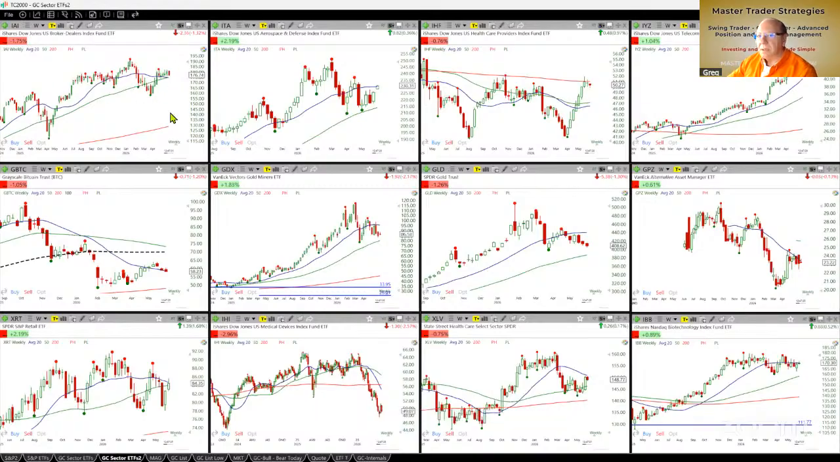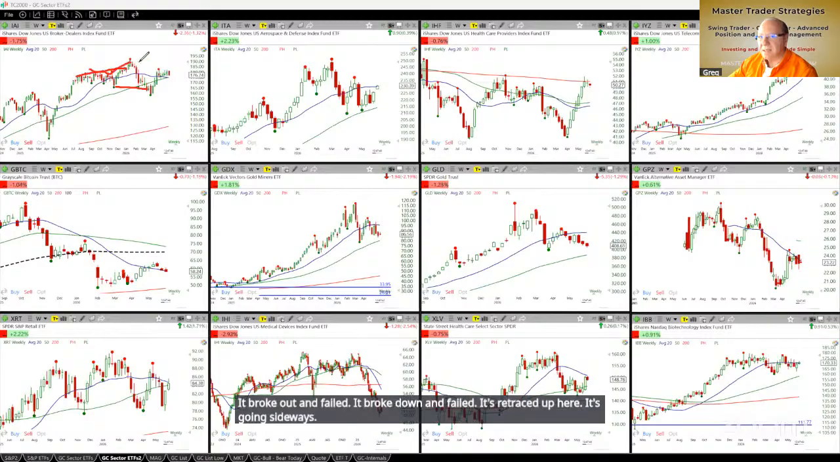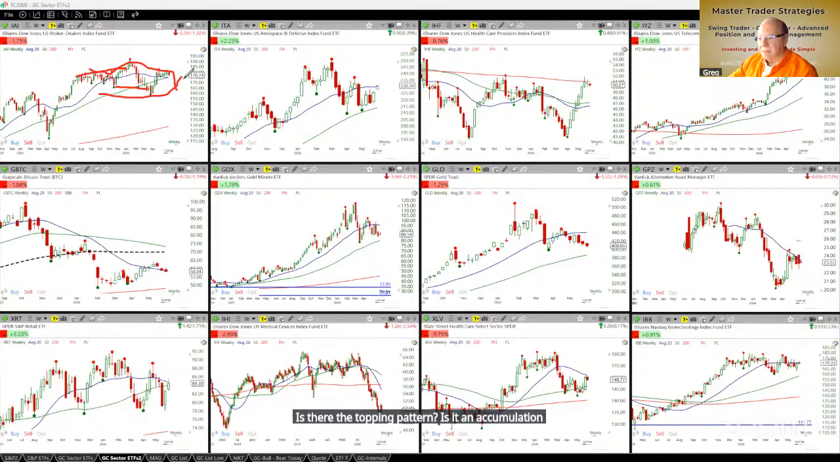Now, look, broker dealers. I look at that, I think to myself, it broke out and failed. It broke down and failed. It's retraced up here. It's going sideways. What the hell is this? Right? Is it a topping pattern? Is it an accumulation pattern? It's a pattern that says stay away. For now, it's improving.